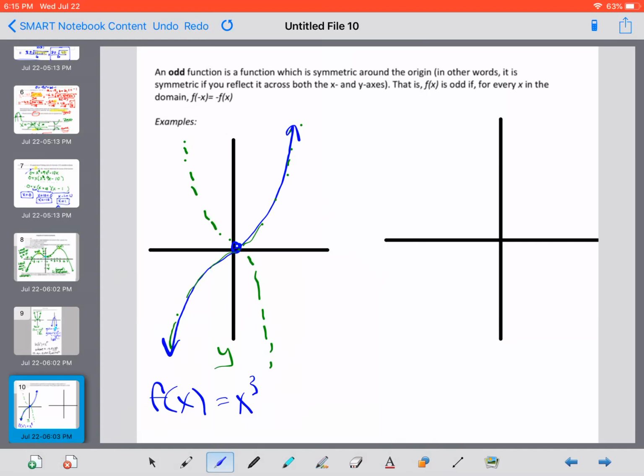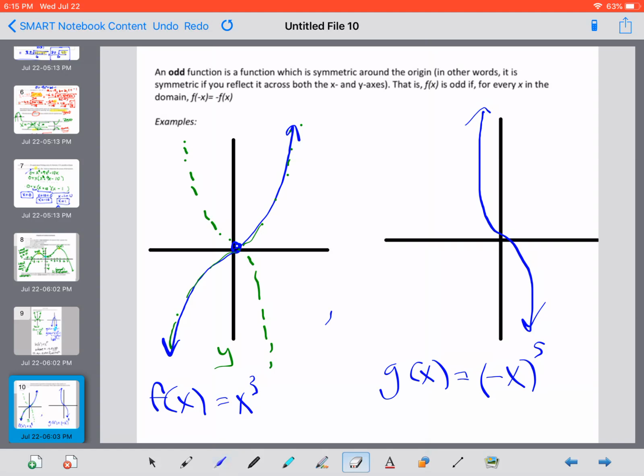And similarly, if I wanted another odd equation, let's say g of x is, how about negative x to the fifth power. That looks sort of like this one, but it's been reflected across the y-axis and it's steeper, so it's something like this. This is also going to be an odd function, and just like before, we can prove it algebraically because the way that we define an odd function is a function such that f of negative x is equal to negative f of x for every x in the domain.